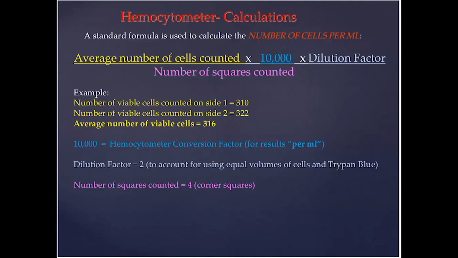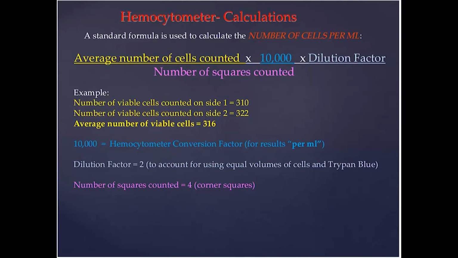The final part of the top portion of this equation is we have to multiply by the dilution factor. The dilution factor in this instance is 2 because we're using equal volumes of cells and equal volumes of trypan blue, and therefore we have to multiply by 2 because we diluted by a factor of 2. Finally, the last part of the formula is you have to divide by the number of squares counted. The number of squares counted is 4 because we counted 4 corner squares. Sometimes when you perform a hemocytometer count, you may have to count all 9 squares because of low numbers. In that case, you would then have to divide by 9.